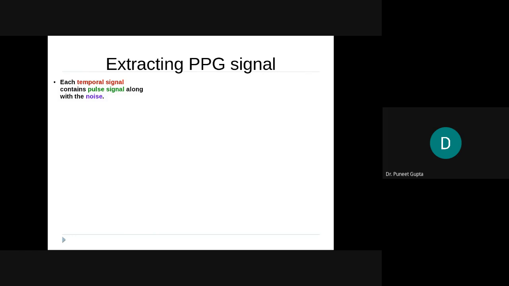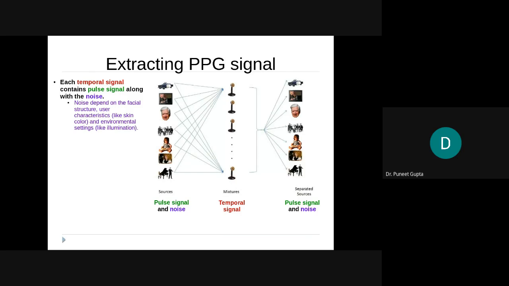Before understanding what exactly I'm going to do now, let's see what my temporal signals are. Each of my temporal signals contains the pulse signal as well as some noise. And this noise mainly depends on our facial structure, user characteristics, and environmental settings. Right. So before moving forward, let's see this problem, because both these problems are quite similar in nature.